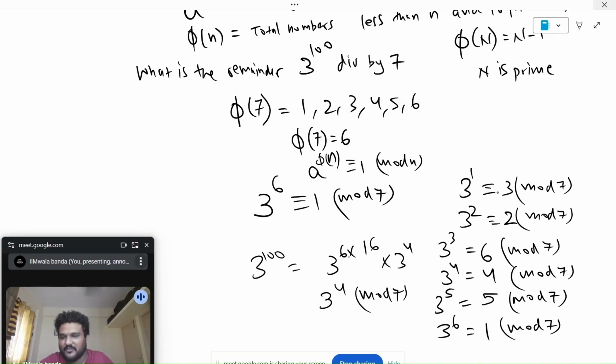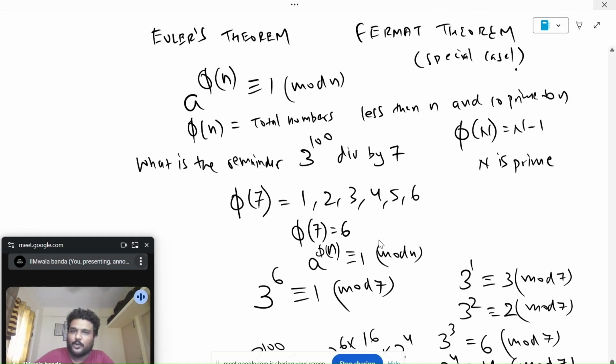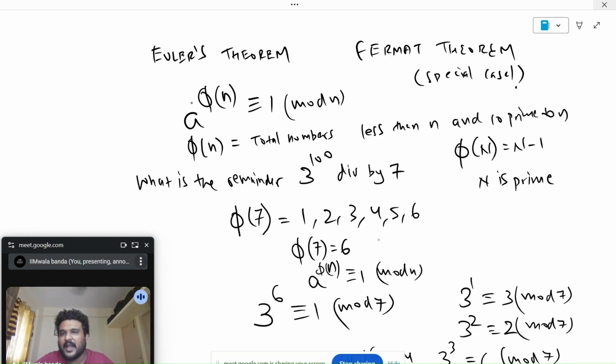So it's a cyclicity of 6. And 3 to the power 4 will give you 4. So the answer is 4. 4 is the remainder when you do 3 to the power 100 divided by 7. One important thing to note is that a and n both have to be co-prime. All right, a and n are co-prime.